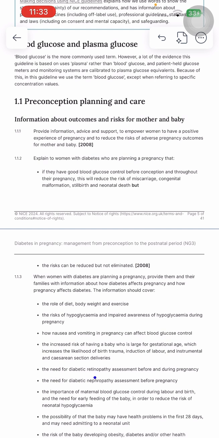So, the need for diabetic retinopathy assessment before and during pregnancy if the patient has chronic diabetes mellitus, the need for diabetic nephropathy assessment before pregnancy, the importance of maternal blood glucose control during labor and birth, and the need for early feeding of the baby in order to reduce the risk of neonatal hypoglycemia. The possibility that the baby may have health problems in the first 28 days and may need to be admitted to the neonatal unit, and the risk of the baby developing obesity, diabetes and other health problems in later life.